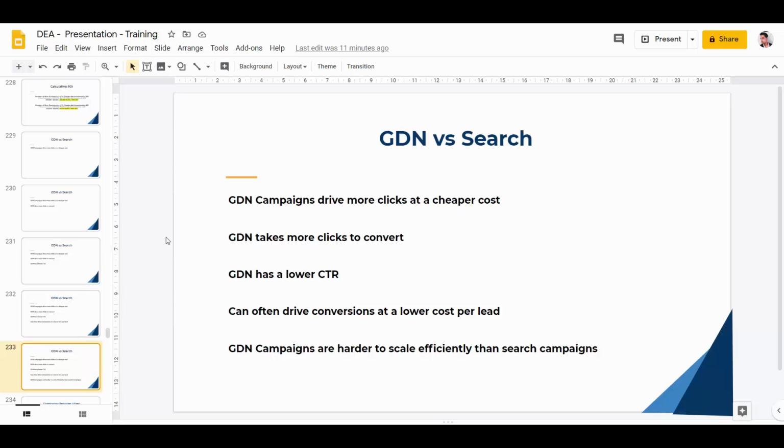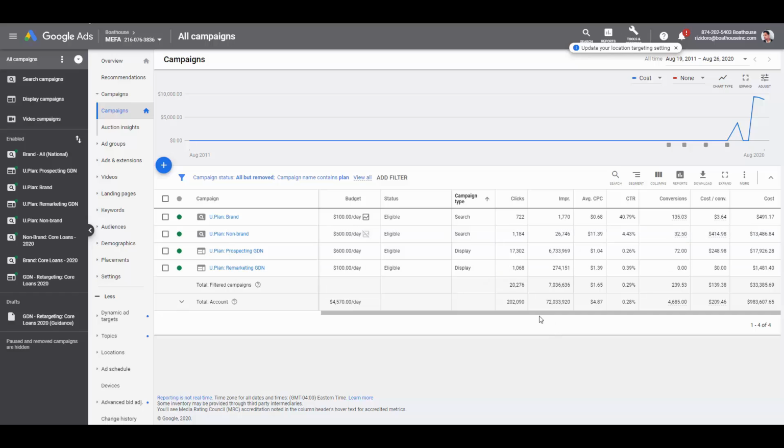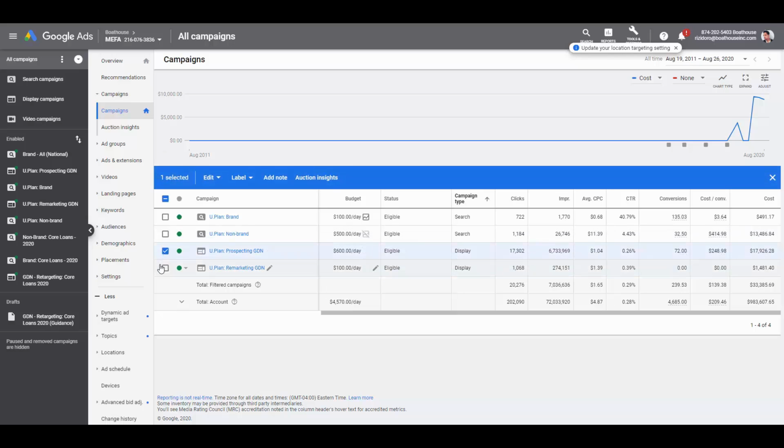But now I'm going to show you some live examples between GDN and search, just so you can see how they perform. Here I have the campaign type, so you can see that these are display campaigns and these are search campaigns. As you can see in this example, this is a GDN campaign and this is also a GDN campaign. This GDN campaign is driving clicks at $1 and this one at $1.39. In search, this is a general campaign. It has an $11 CPC. The CPC here is low for search because that's a brand campaign, right?